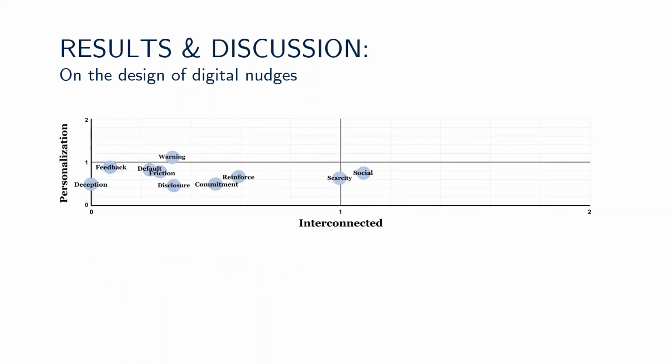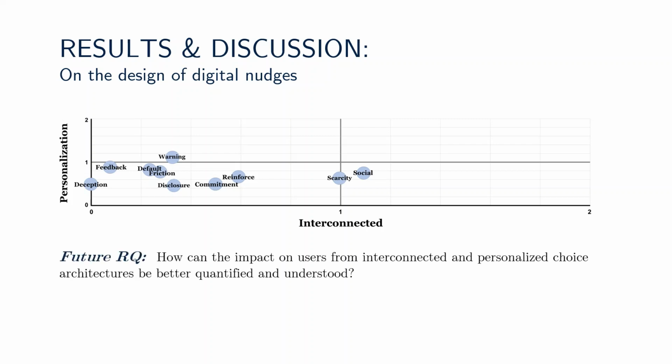Here we can see that many of these nudge patterns are not being applied in choice architectures that we consider personalized and interconnected between users. This is shown with a bubble chart. This leads us to ask the following future research question. How can the impact on users from interconnected and personalized choice architecture be better quantified and understood by researchers?